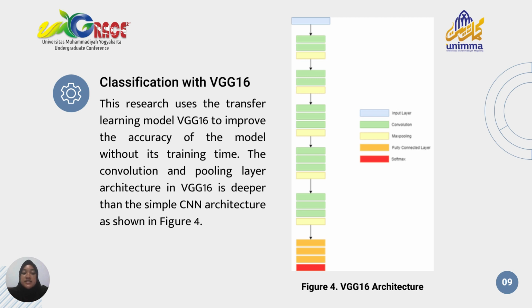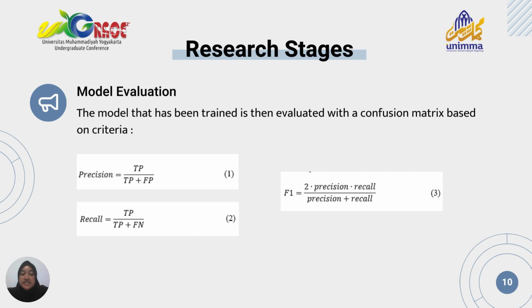The next stage is classification with VGG16. This research uses the transfer model VGG16 to improve the accuracy of the model without long training time. The convolution and pooling layer architecture in VGG16 is deeper than the simple CNN architecture, as shown in figure 4. The next stage is model evaluation.